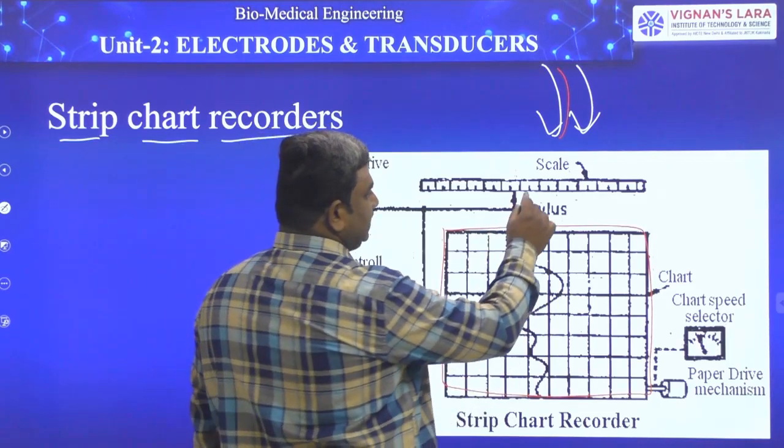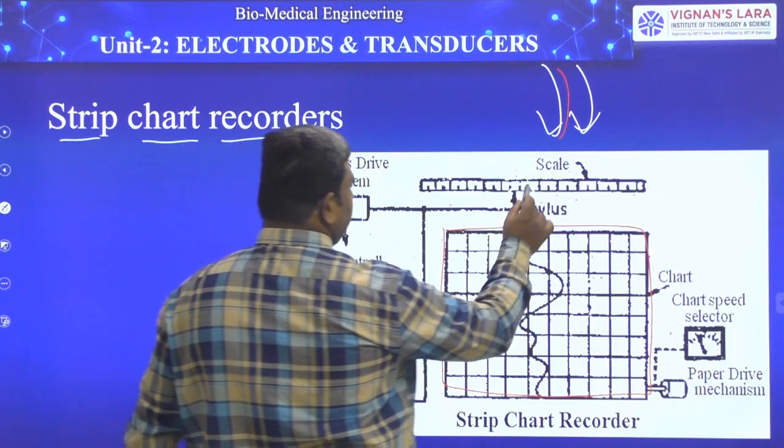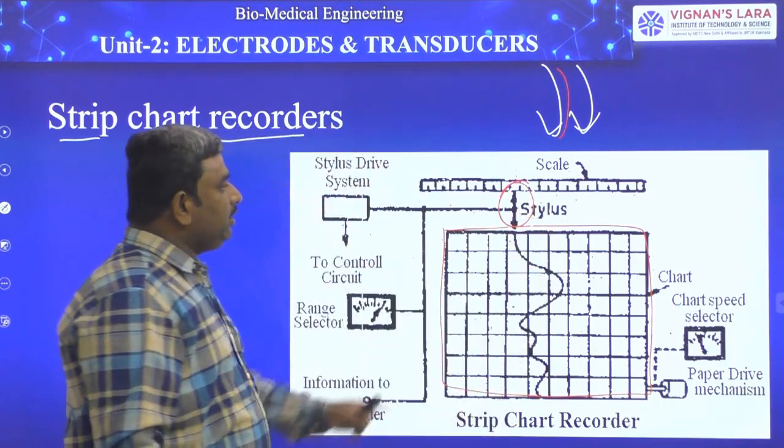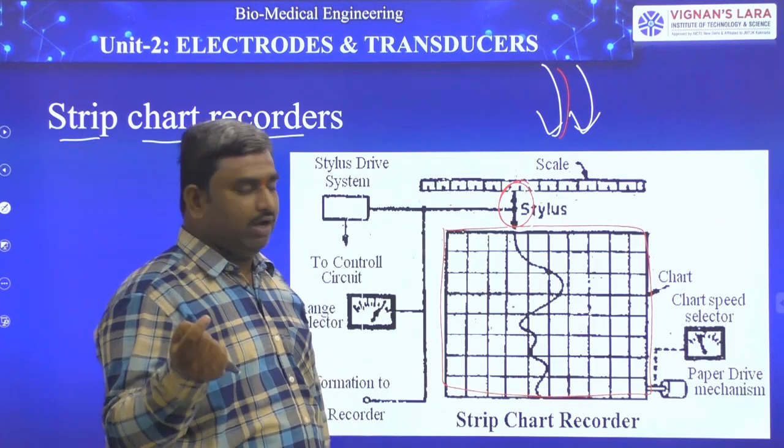So this is the stylus. The stylus is a very small one. It is a small pen which also contains some ink.